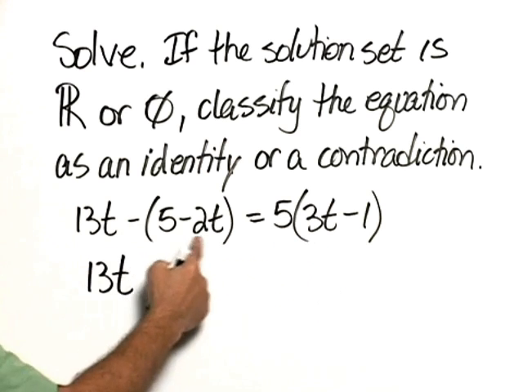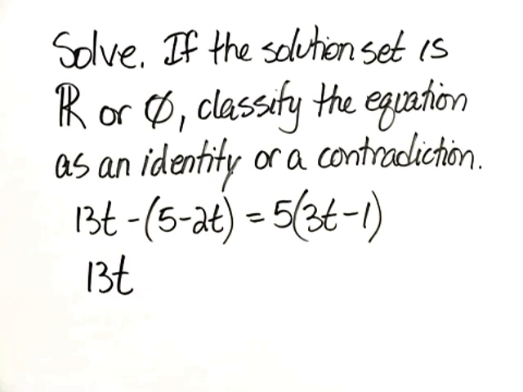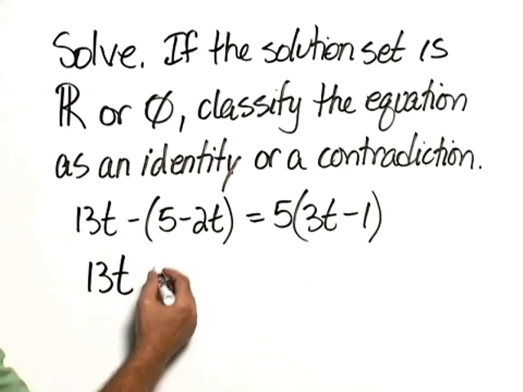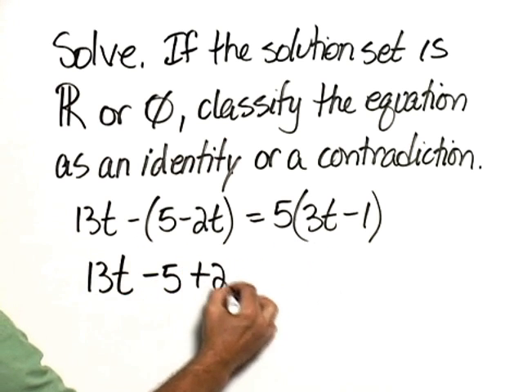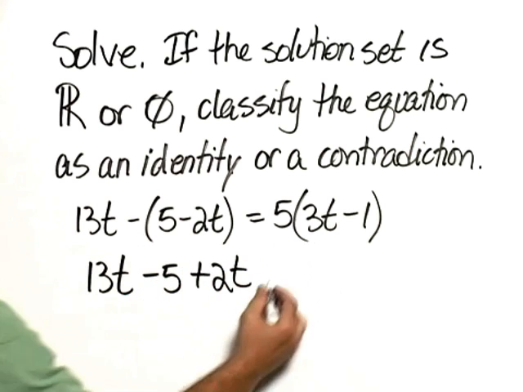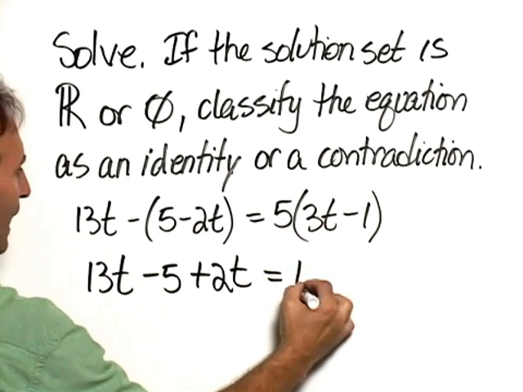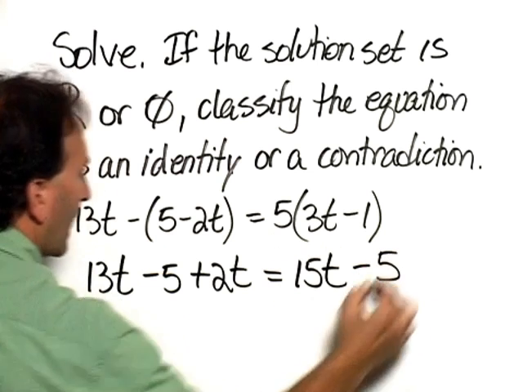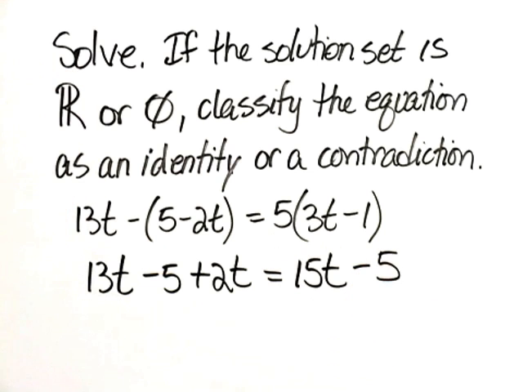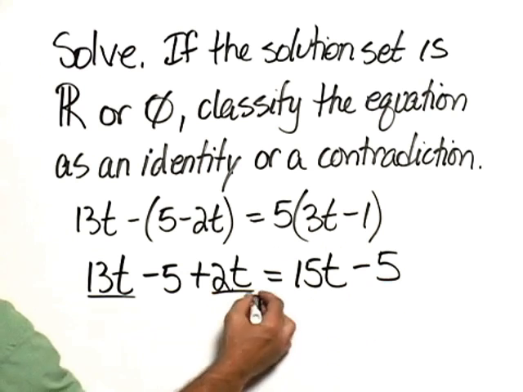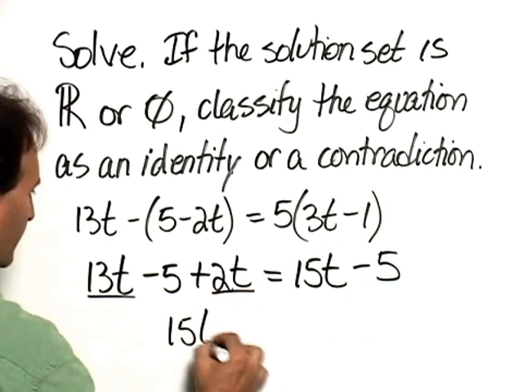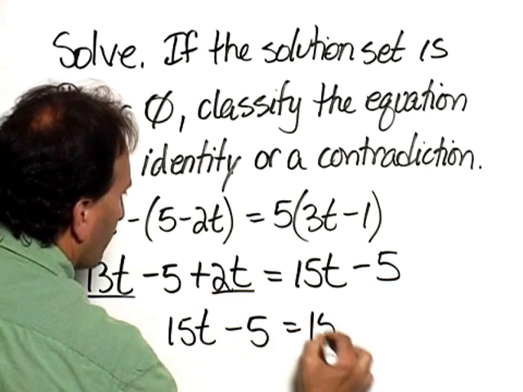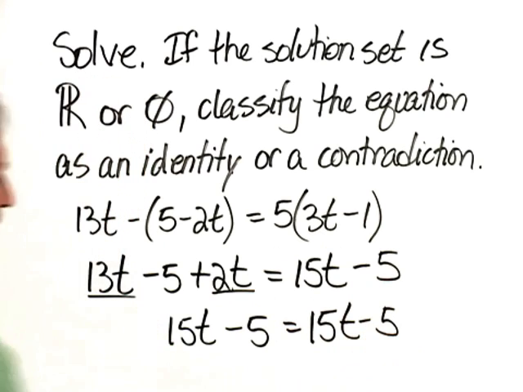Since we're subtracting these two, we're going to rewrite it as the addition of the opposite. So this would be minus 5 plus 2t. On the right-hand side, 5 times 3t is 15t, minus 5 times 1 is 5. On the left-hand side, combine the t's. We have 15t minus 5 equals 15t minus 5.